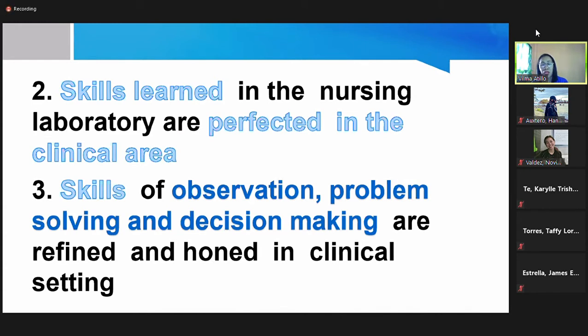Hindi naman pwedeng when you are having your duty in the ward, wala kang idea how to do bed making, wala kang idea how to do blood transfusion, no? Wala kang idea how you are really a novice upon exposure in the ward, but you have the theoretical ideas in the classroom setting. So yun lahat, makikita yung skills mo when you will be in the ward already.